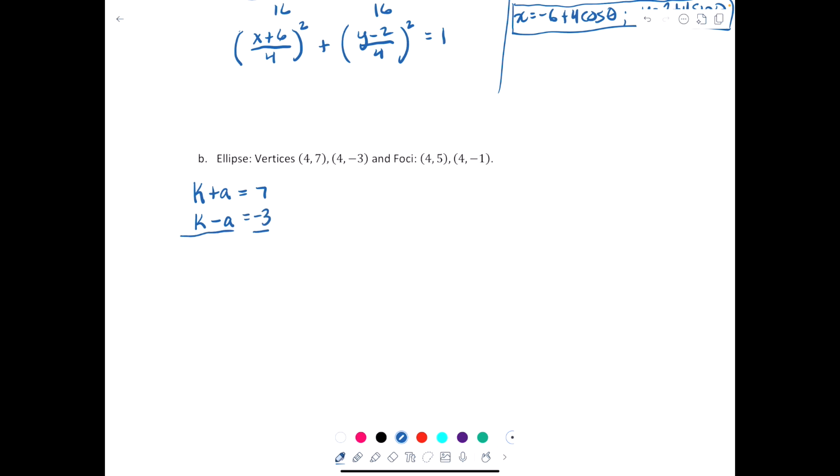So when I go through, I would get 2k is equal to 4, which gives us that k is 2. And then, what else will I get? I can find a. If I use k + a is 7, I found that k was 2, right? So 2 + a is 7, and so a is 5. Groovy?